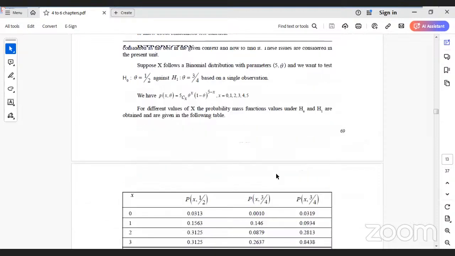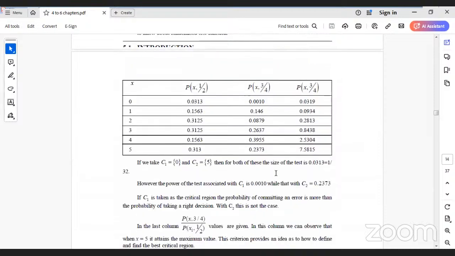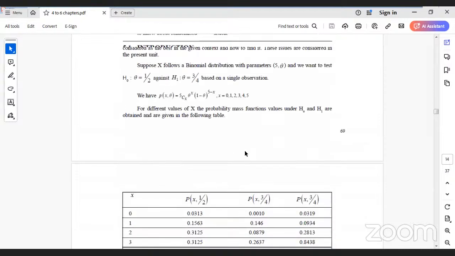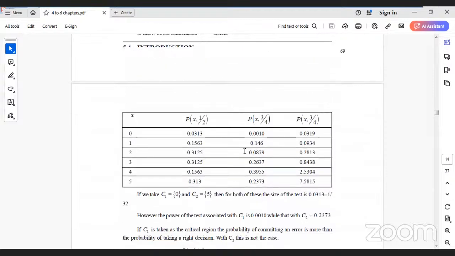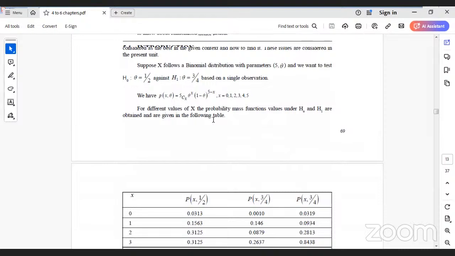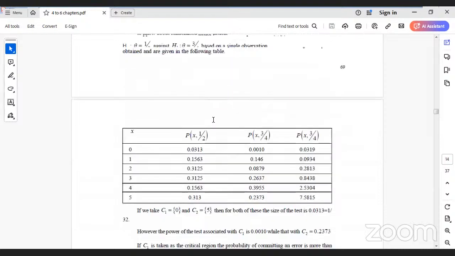So for different values of x, the probability mass functions under H0 and H1 are given in the present table. For theta = 1/2, the values of P(x, 1/2) are 0.0313, 0.1563, 0.3125, 0.3125, 0.1563, 0.0313. Substituting theta = 3/4 in the above equation, we get 0.0010, 0.0146, 0.0879, 0.2637, 0.3955, 0.2373. We substitute the values in 5Cx, with theta = 1/2 and theta = 3/4, to get the values we need.